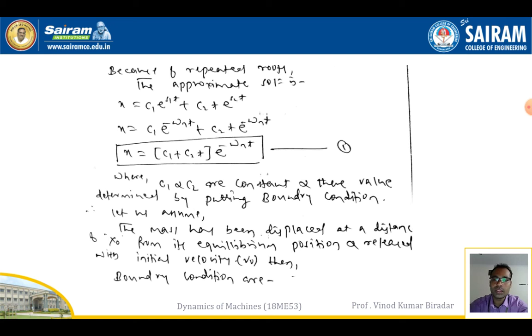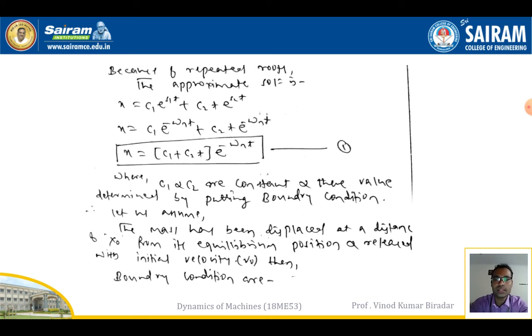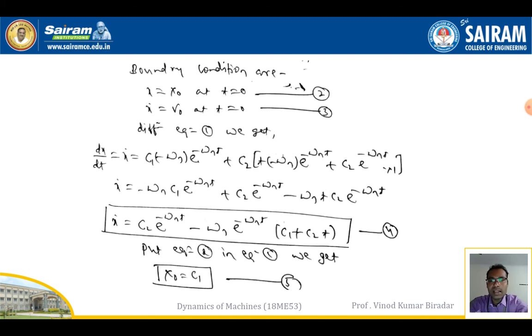Okay, just to differentiate that equation, dx by dt is equal to x naught. If you differentiate c1 as it is, and the differentiation of e to the power of minus omega n into t: e to the power of x is e to the power of minus x, so you write c1 times minus omega n e to the power of minus omega n into t.